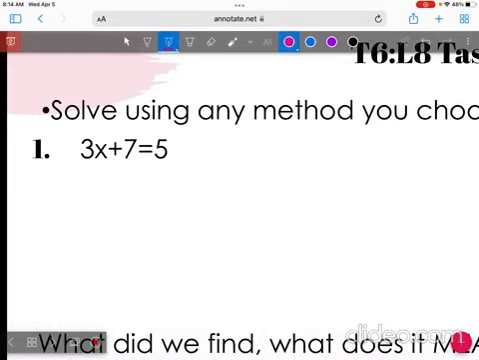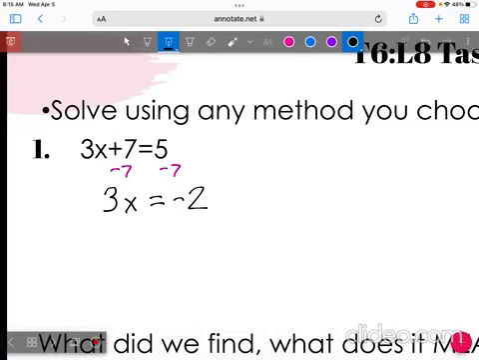So looking at number 1 here, what are we going to do to solve this? How do I solve it? Subtract both sides by 7. Minus 7 on both sides. That's going to give me 3x equals negative 2. I'm good at mathing. Woohoo, go me.